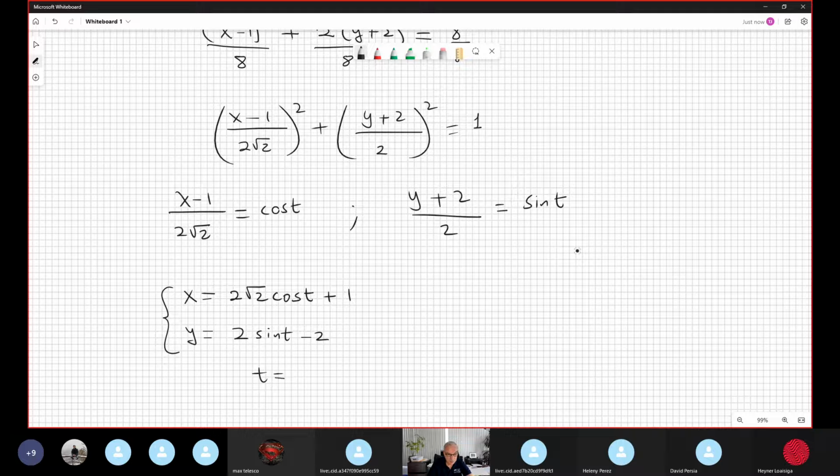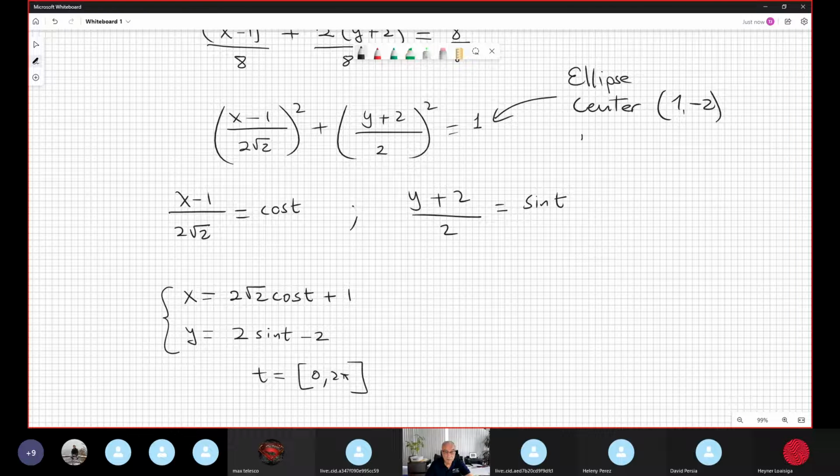T is again between 0 and 2 pi because it's a closed figure, it's an ellipse, no? It's an ellipse. You see that, you understand what an ellipse is? An ellipse with the center located at the point 1, comma negative 2. I suppose that a is 2 radical 2 and b is 2. The major axis, our ellipse looks like that. A horizontal ellipse.